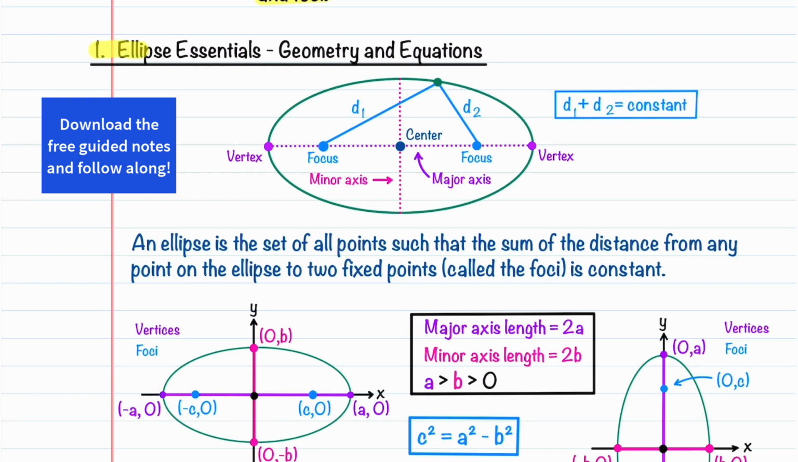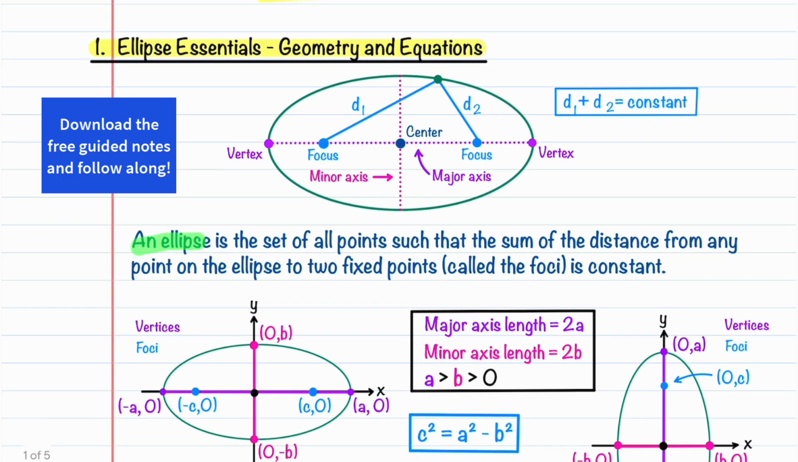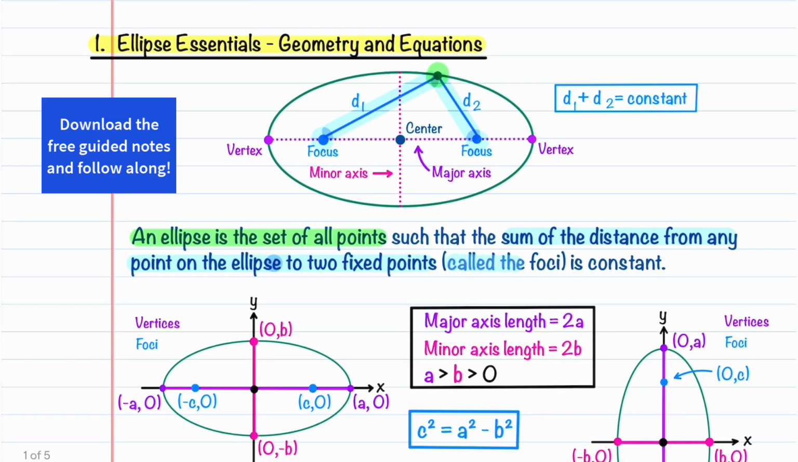We'll begin with some ellipse essentials, what they look like, and the types of equations that describe them. An ellipse is the set of all points, such as this point right up here, such that the sum of the distance from any point on the ellipse to two fixed points, this means this distance to this point, and this distance to this point, called the focus if it's singular, or the foci if they're plural, is constant. So we have d1 plus d2 is equal to a constant. That's what defines an ellipse.